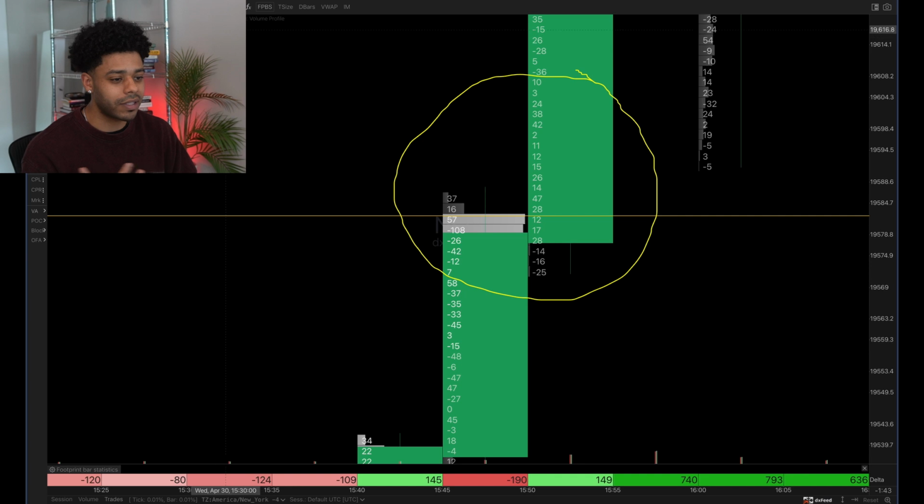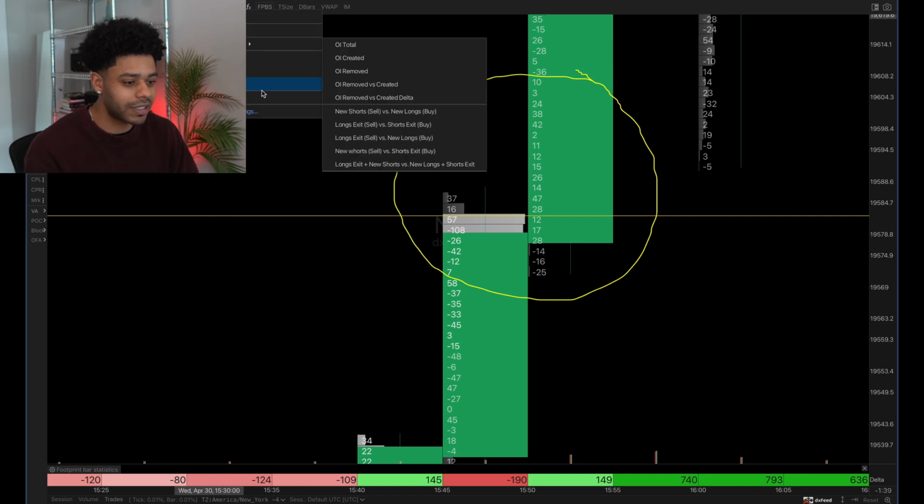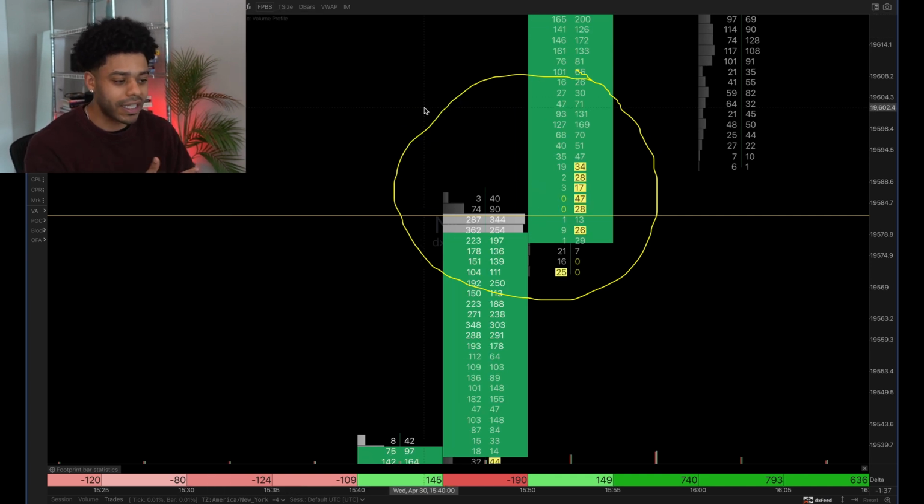I personally don't like using the delta footprint chart just because I can use the bid ask footprint charts, and I think that gives me a lot of information, and I can still get that delta information by using the footprint bar statistics. So I can get the same information. I don't think it's as useful using the delta, just my opinion and the way that I trade.